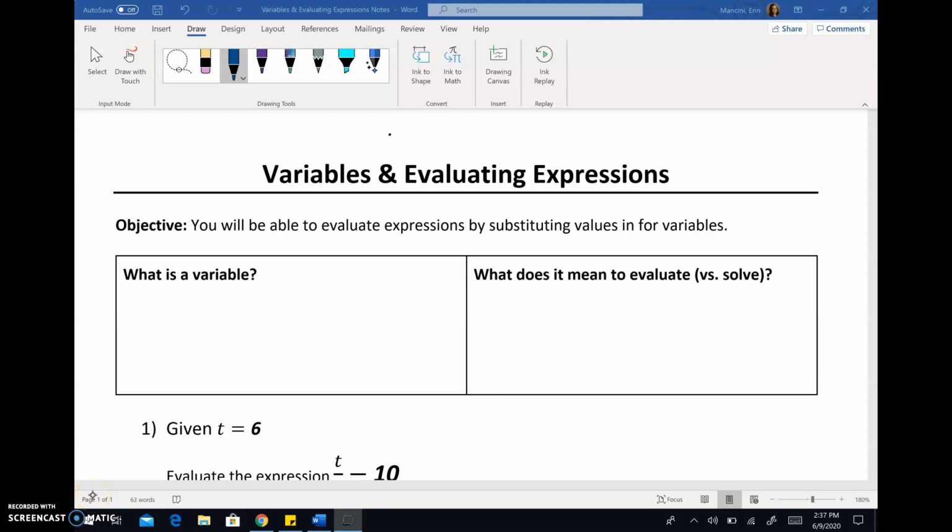Hey everyone, welcome back. In this video, we're going to talk about variables and then talk about evaluating expressions. And then with that, what is evaluating and what is an expression? So first, what is a variable?